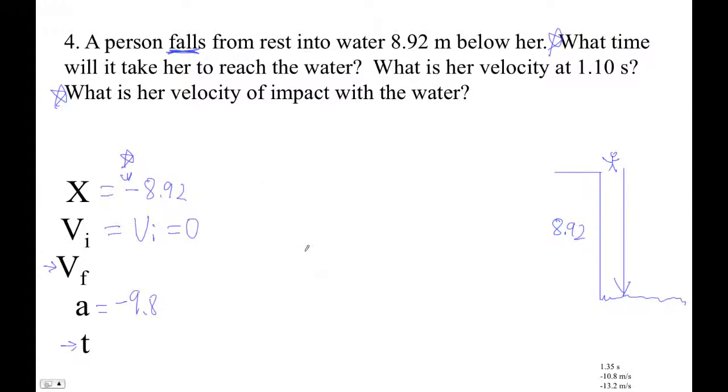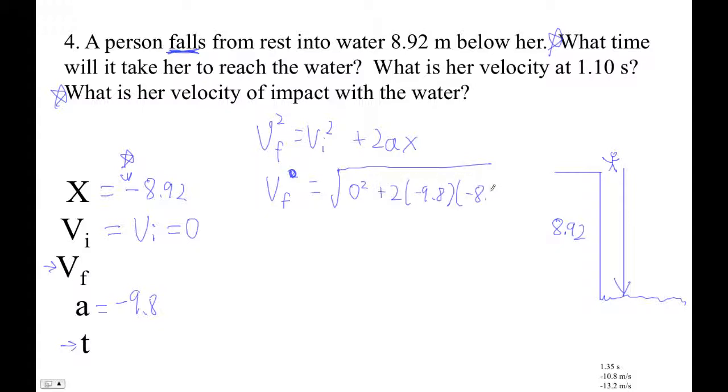Okay, so let's see. Final velocity, I want to use no t. So which one's that? That's this guy: vf squared is equal to vi squared plus 2ax. I'm going to square root this guy. So 0 squared plus 2 times negative 9.8 times negative 8.92. So what I did in two steps there: I plugged numbers in, and then I took the square root of this, because that's all we have to do to get the vf.